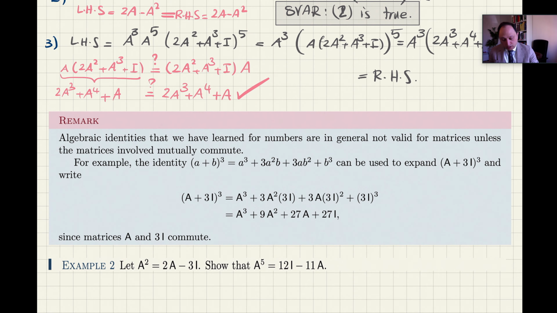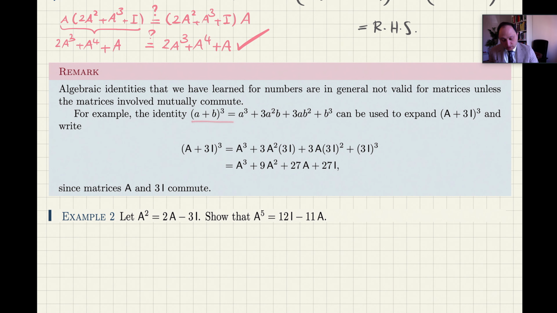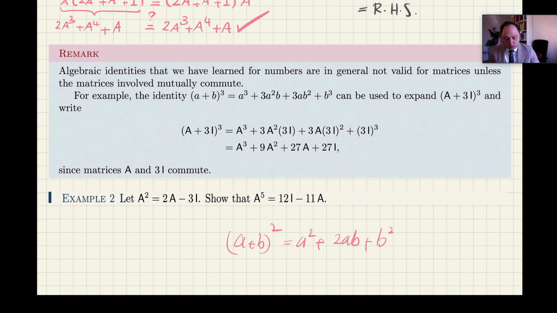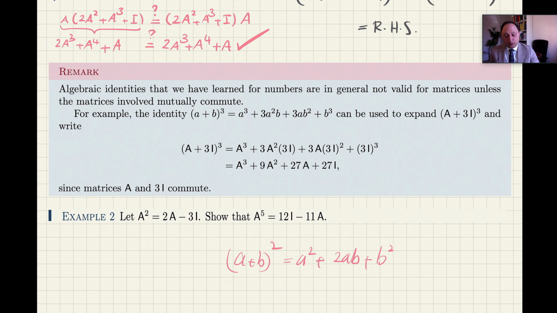Because, for example, let us consider, for saving some time, instead of the cubic identity, the squaring one. So (a plus b) squared: if a and b are numbers, we know that this becomes the first one squared, 2 times the first one times the second one, and the second one squared. Why should we doubt this identity when a and b are matrices instead of numbers?